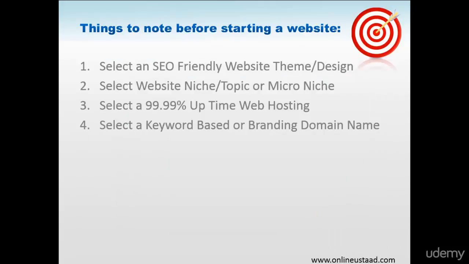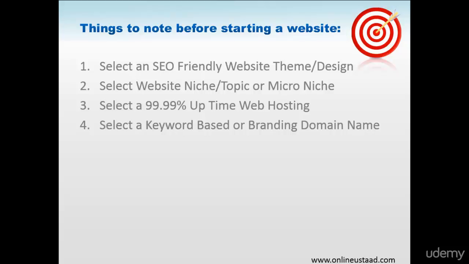So, things to note before starting a website. The four simple notes I have written here in front of you. The first one: select an SEO friendly website theme or design. This is very important in the current SEO circumstances. Number two, select a website niche. Niche means topic, or micro niche. I will tell you the difference between niche and micro niche in a moment.